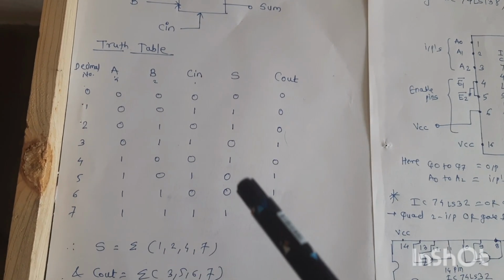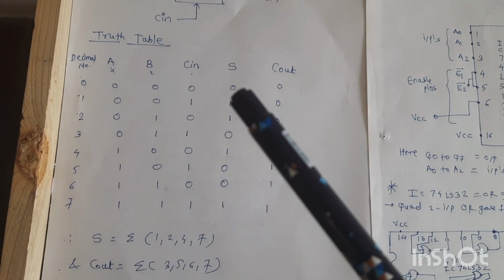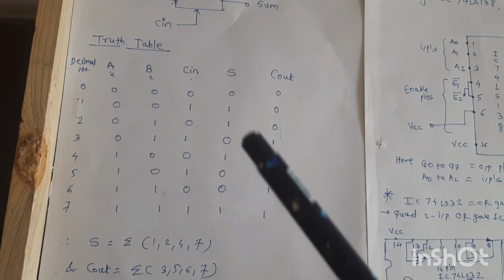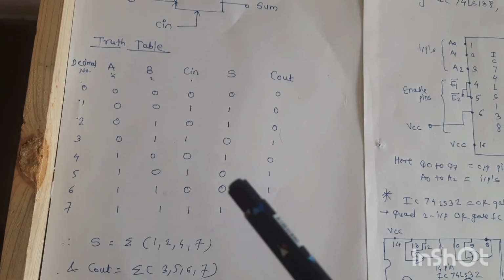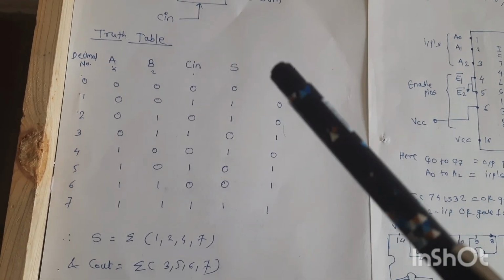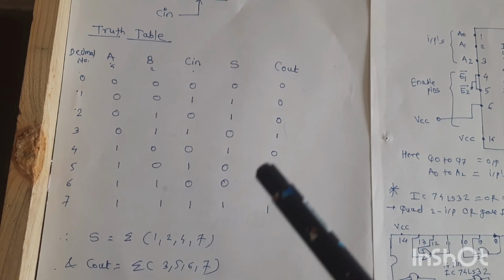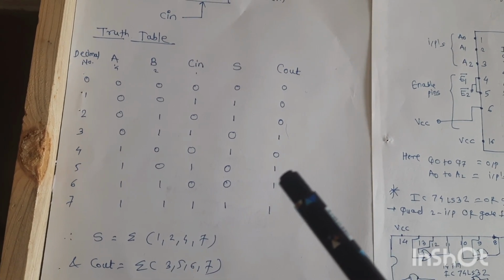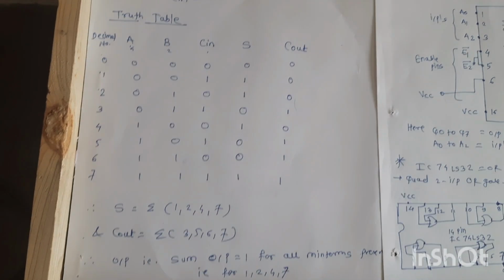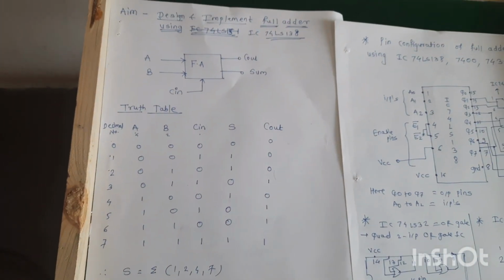So you can see for sum we have the min terms 1, 2, 4 and 7. For 1, 2, 4, 7 we will get an output of 1 for the sum. Then C out is 1 for the min terms 3, 5, 6 and 7. Okay, now we will see the pin configuration, how we can obtain the full adder circuit.